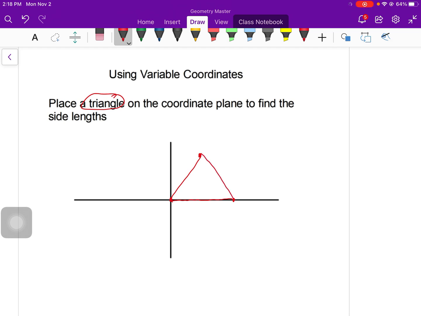All right. Now, if it was a right triangle, it's possible that you just kind of scooch that over to the y-axis, or the right angle is over here, and this is your hypotenuse.